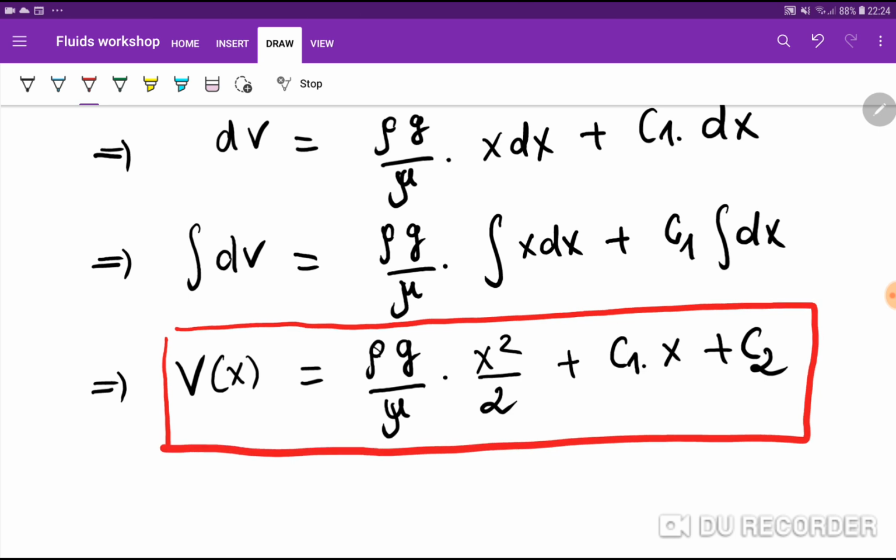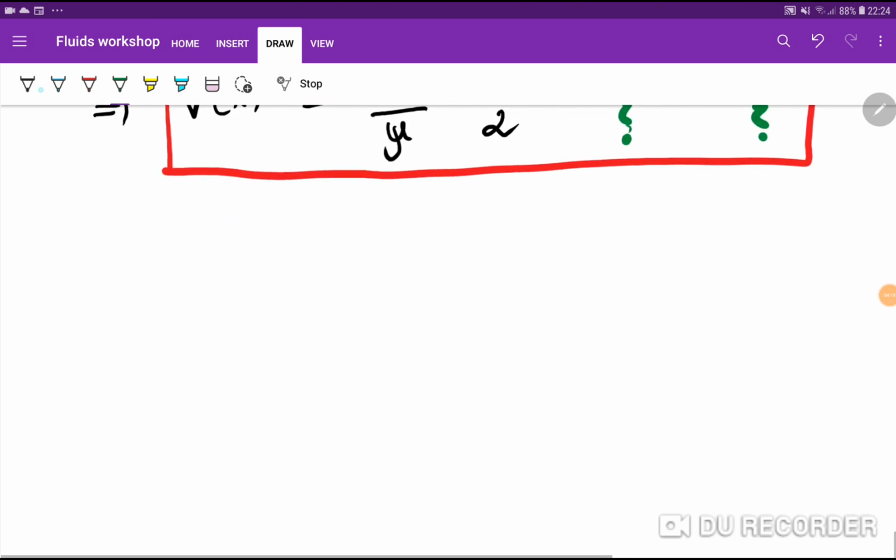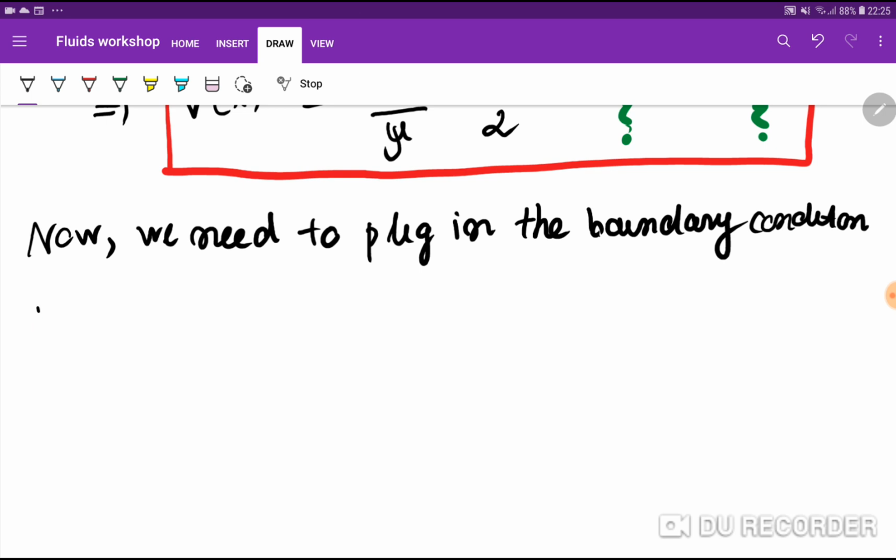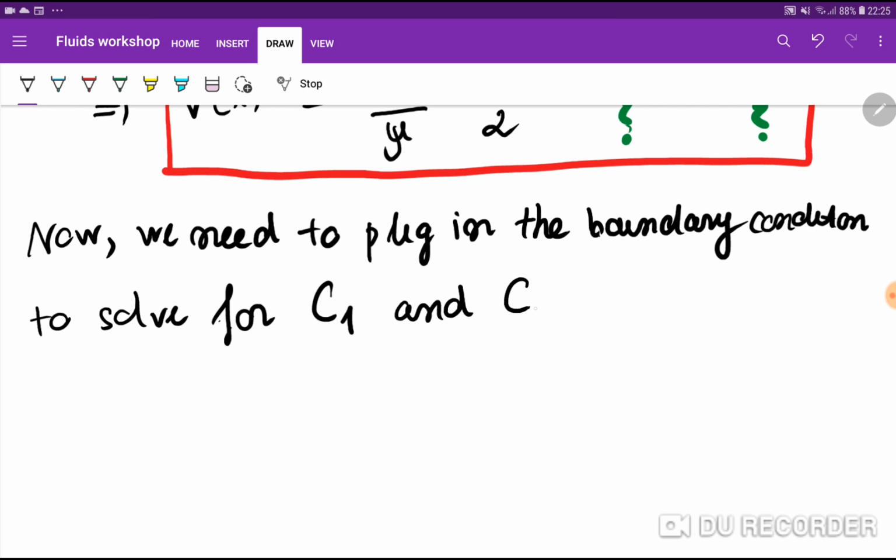But you might ask me, Justin, why are there c1 and c2? Is it still a mystery constant, or is there a way we can find it? Yes, there is a way we can find it. It's called a boundary condition. So I'll make a note: right now we need to plug in the boundary conditions to solve for c1 and c2.